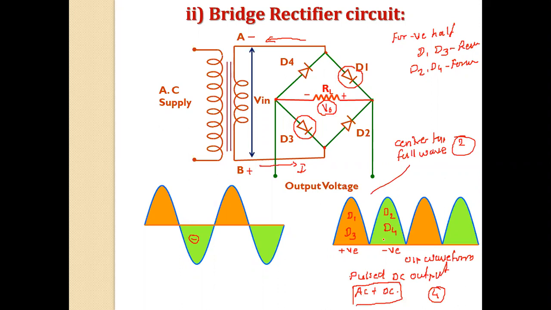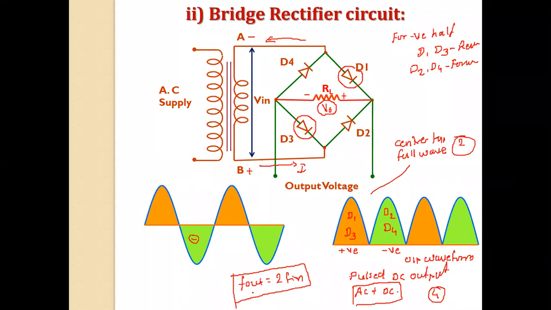And again, if you observe, the output waveform of a bridge rectifier circuit is the same as the output waveform of a center tap full wave rectifier circuit. So may I say here, the output frequency of a bridge rectifier circuit is 2 times the input frequency, as we already learned. Is it clear? Okay, so this is the point here.